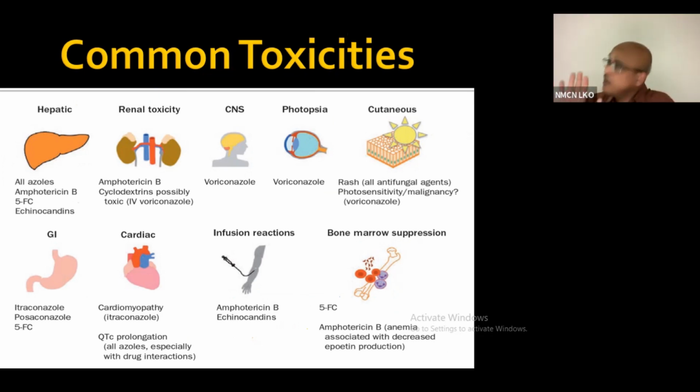Amphotericin B hits your liver. 5-FC hits your liver. Echinocandins hit your liver. Okay, so when you prescribe, you should know this. Renal toxicity: amphotericin B is the most prevalent brand used for polyenes.